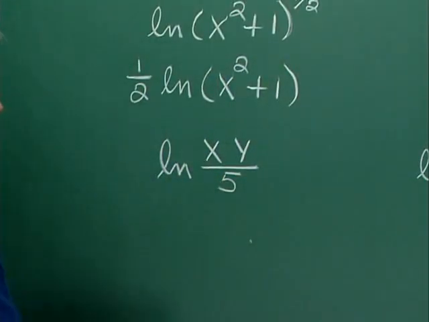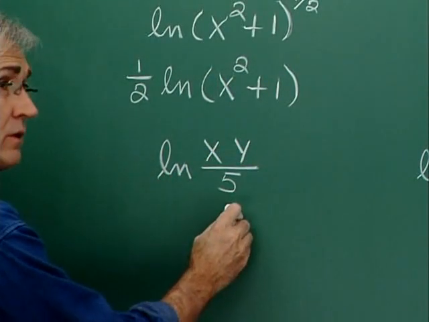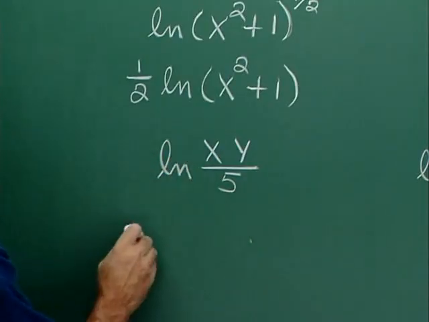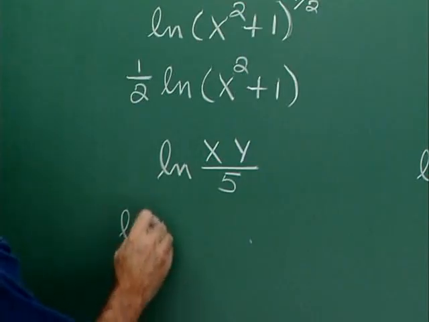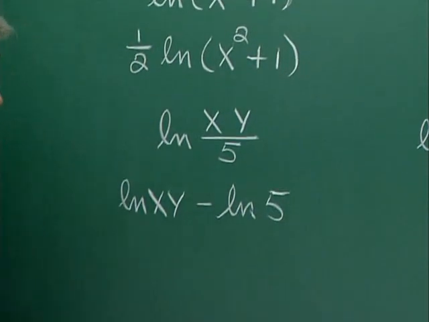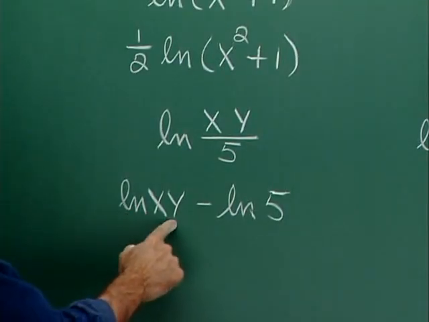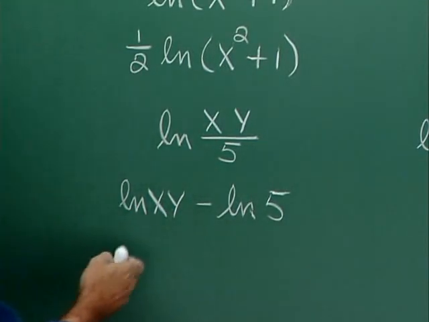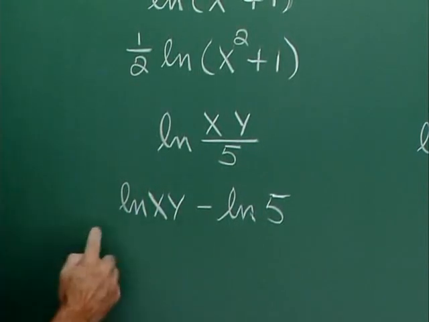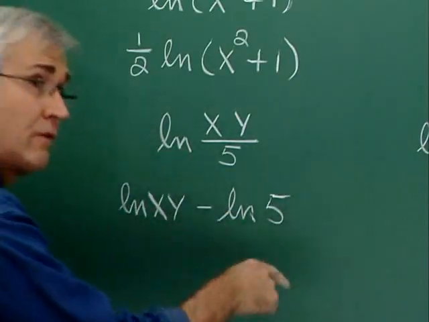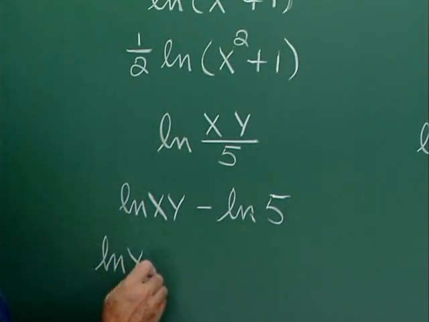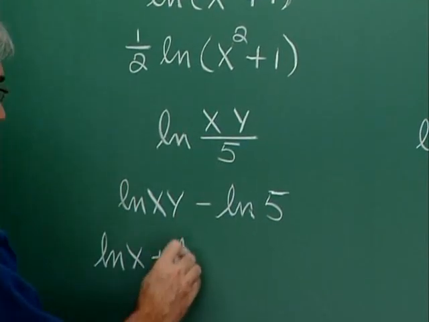Here, let's expand this one. We have the logarithm of a quotient. Well, the logarithm of a quotient means that we subtract the logarithms. That is, we take the logarithm of the numerator and we subtract the logarithm of the denominator. Oh, but here we have the logarithm of a product, so we can use our product property to expand this. Now, this is the product of two factors, so it is the sum of the logarithms of the two factors. That's what ends up happening here. It's the logarithm of x plus the logarithm of y.